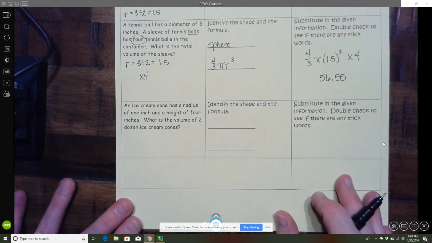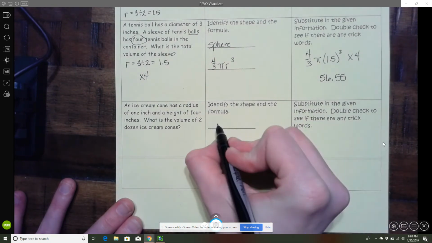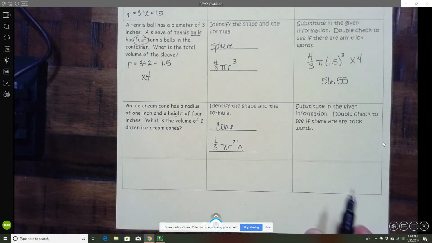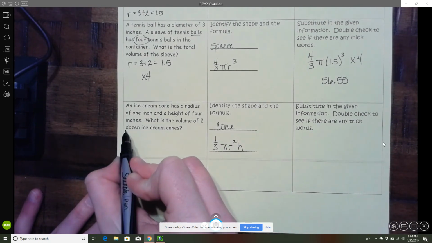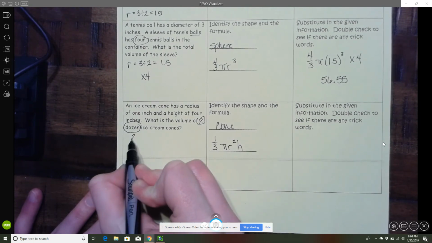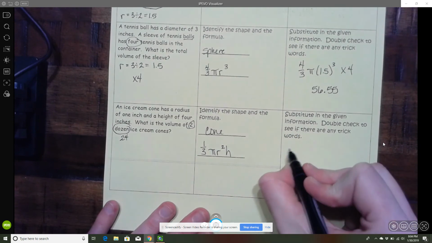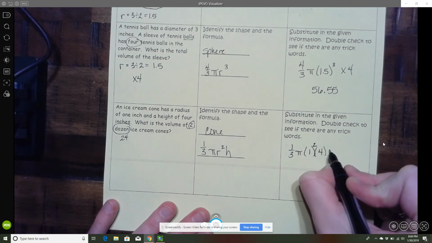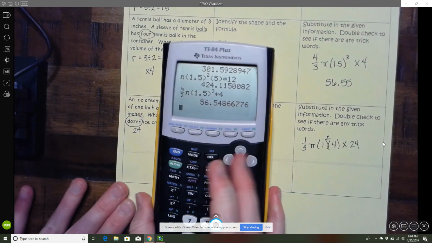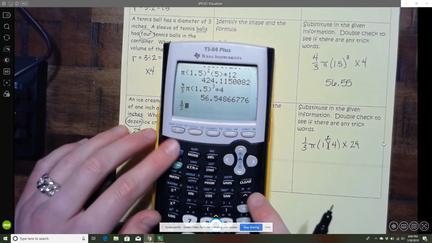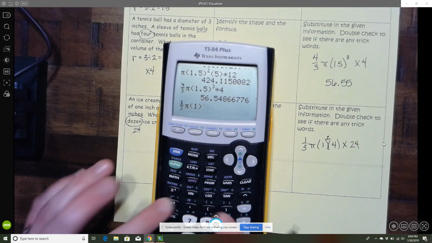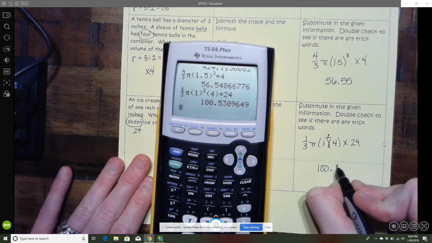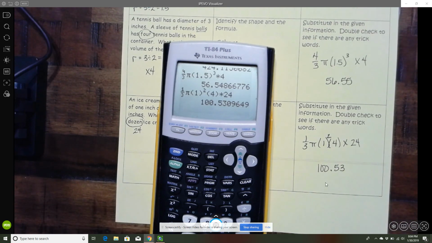All right, and the last one, an ice cream cone has a radius of 1 inch and a height of 4 inches. What is the volume of 2 dozen? So if we're talking about ice cream cones, we're dealing with cones. And that's 1/3 pi r squared h. And so let's look at tricky words here. We want 2 dozen. So 2 dozen would be 24 cones. So my radius is 1, my height is 4, and then I've got to multiply by 24. And I would get 100.53, and that would be my volume. So that's it for this video.